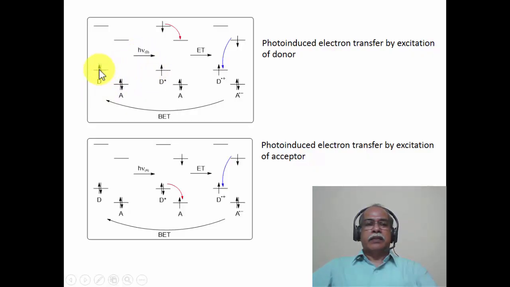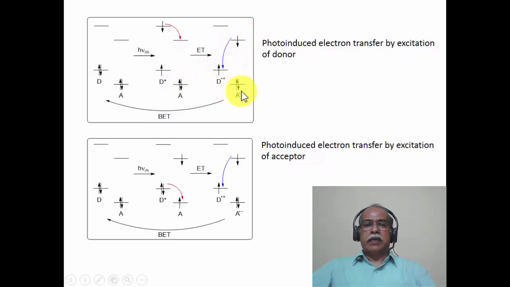Once you have this electronic configuration, there is a direct downward jump of the electron into the acceptor LUMO level. In other words, this is a highly exothermic reaction. That is why this reaction is fairly spontaneous. So after the electron transfer takes place, the donor loses an electron, so it becomes a cation radical. The acceptor gains an electron, so it becomes an anion radical. So this would be the electronic configuration of the donor cation radical and the acceptor anion radical.